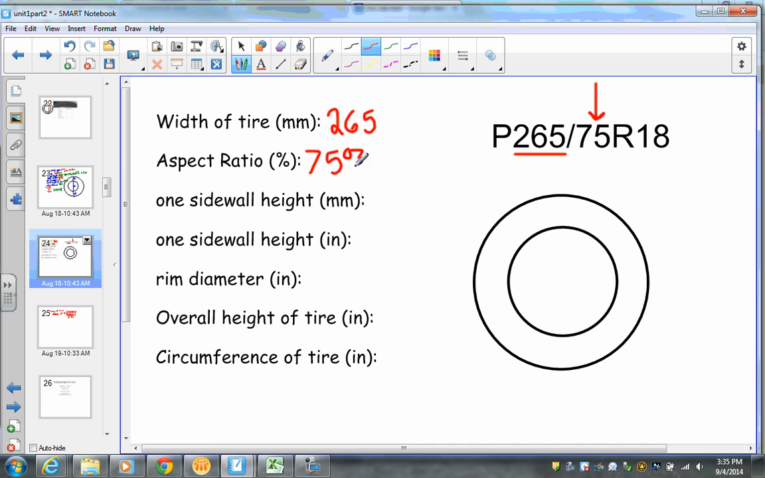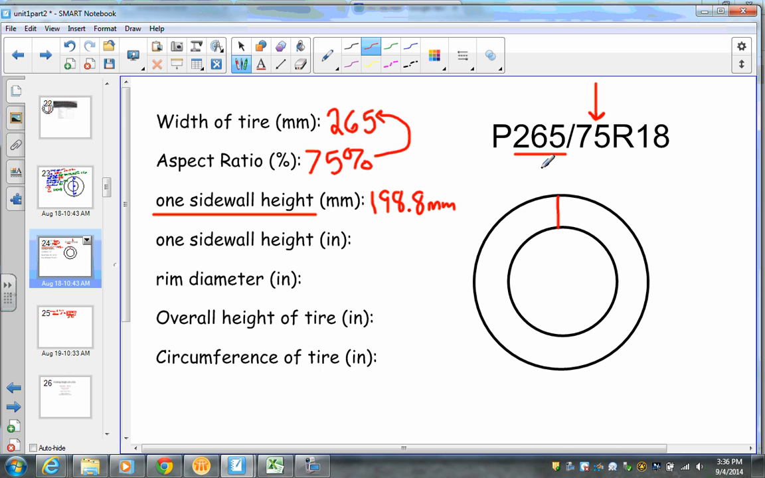Now, what we're going to do is find the sidewall height. What I mean by that is from here to right there. We need to see how tall that is. So I'm going to take the 75% and multiply it by the 265. When I do that, I get 265 times 0.75. Remember to convert the percent. And I get a sidewall height of 198.8 millimeters.